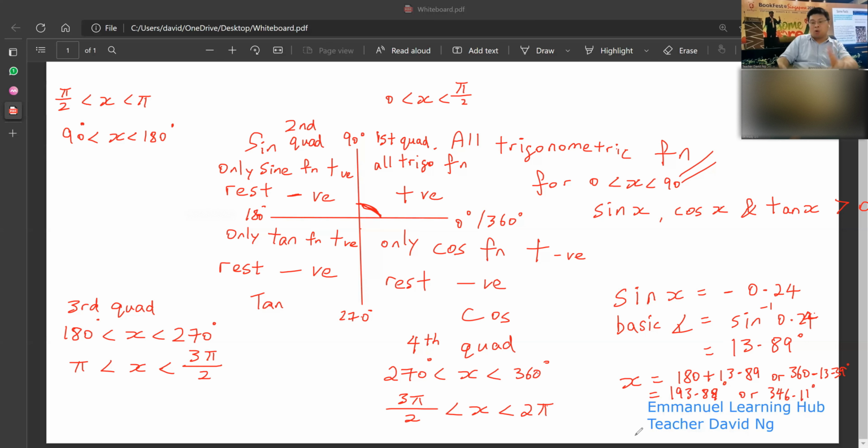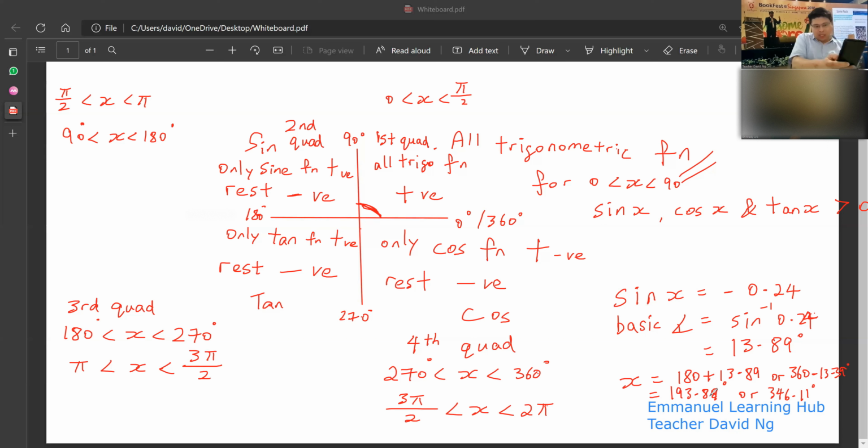Okay, you can press the calculator. Sine 193.89, you get negative 0.24. Right, you got -0.24. That means if you shift sine inverse of -0.24, you should get 193.89, but no, you got -13.89. You notice if you shift sine inverse of -0.24, you would not get 193.89. You get -13.89.